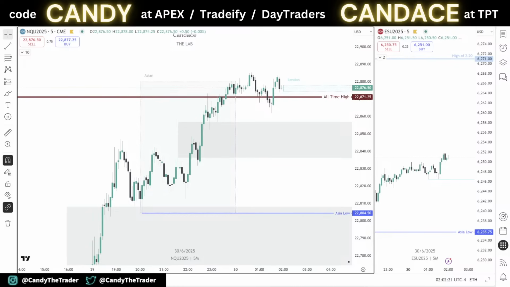Okay, I take a look at the vote. For bias for the London session, we got 63% bullish, 18% bearish, and another 18% neutral. So everyone is bullish, right? 60% bullish.